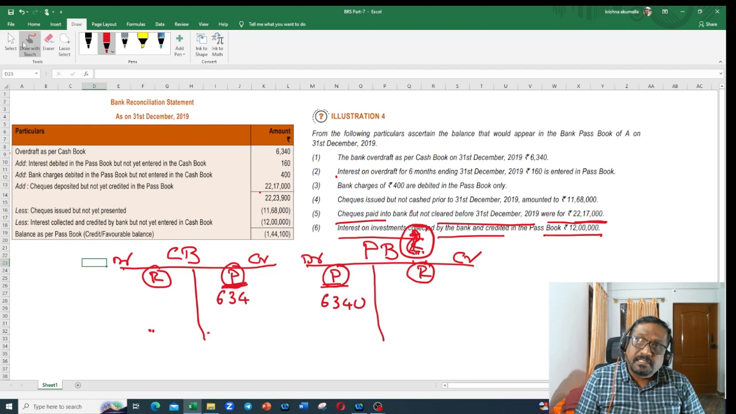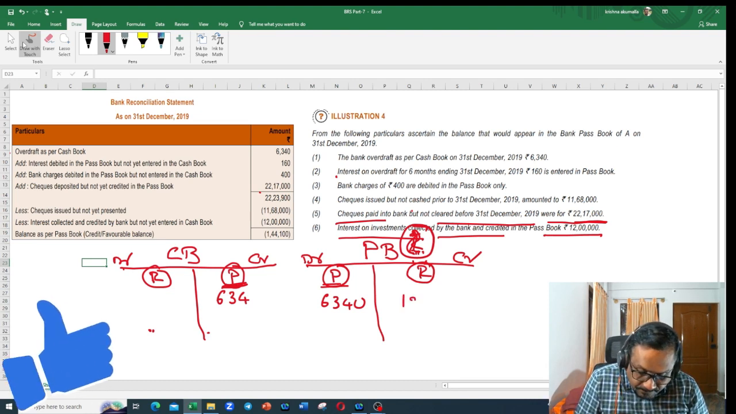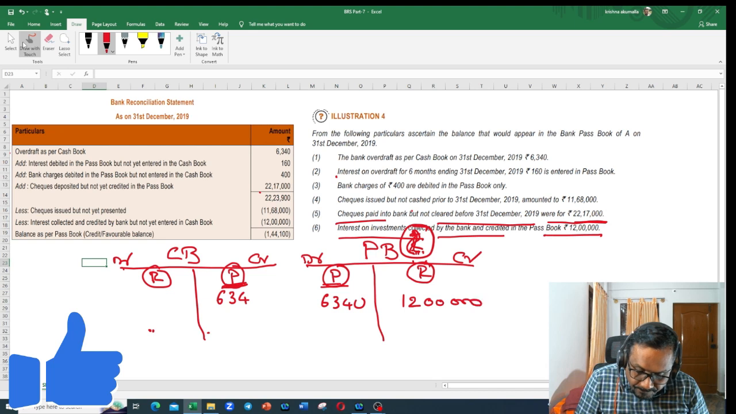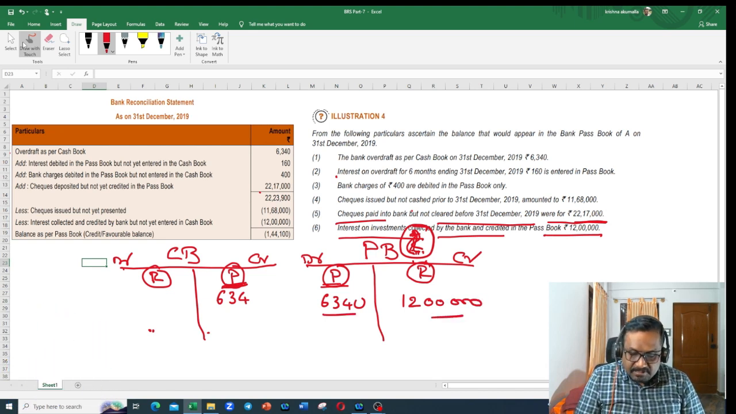Where does he write this? Payment side or receipt side? It will be recorded on the receipt side. Why? Because that is our investment amount collected by the banker. So that will be a receipt for us. So he will record 12 lakhs on the receipt side. Now one debit is here, one credit is here.